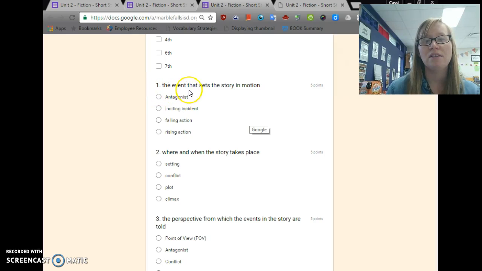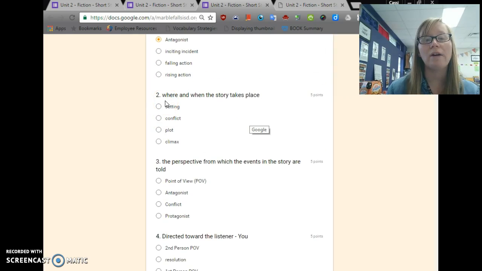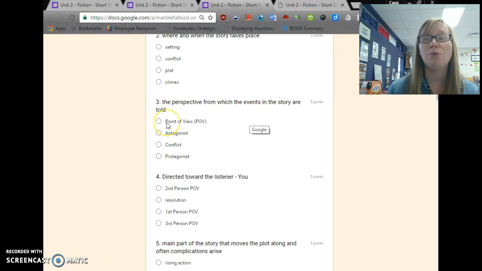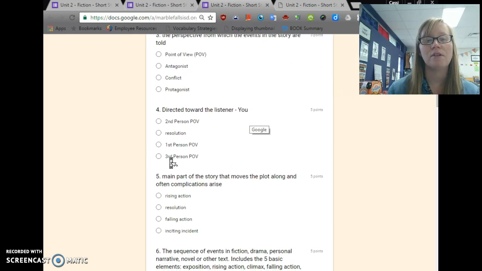1. The event that sets the story in motion. Is that the antagonist, the inciting incident, falling action, or rising action? 2. Where and when the story takes place. Is that the setting, the conflict, the plot, or the climax? 3. The perspective from which events in the story are told. Is that point of view, antagonist, conflict, or protagonist?